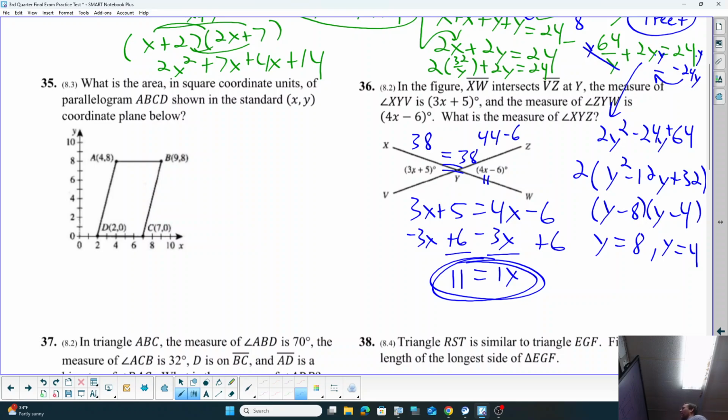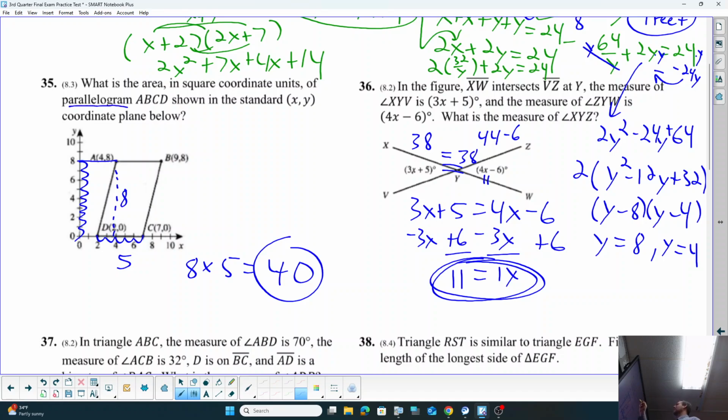Okay, what is the area? Let's see. I think we can do this. Base times height. So what is this distance? That's a distance of 8. And then what's the width? 1, 2, 3, 4, 5. So 8 times 5. That was easy. I thought we were going to have to use the distance formula. But that's the area of a parallelogram, which is base times height.